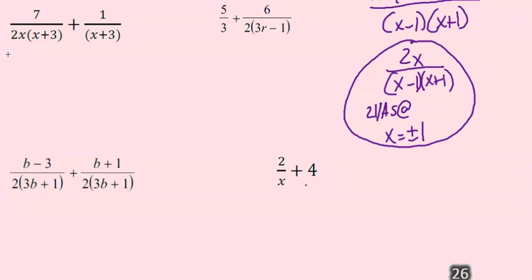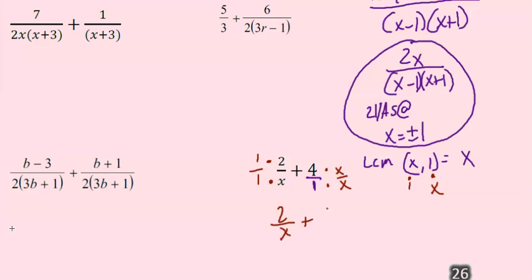Let's look at this last one, 2 over x plus 4. Remember, 4 is really 4 over 1. So the least common multiple of x and 1 would be x. You would multiply x by 1 to get x, and you'd multiply 1 by x to get x. So let's do that. Multiply these by 1 over 1, and then this one by x over x. So we get 2 over x plus 4x over x.